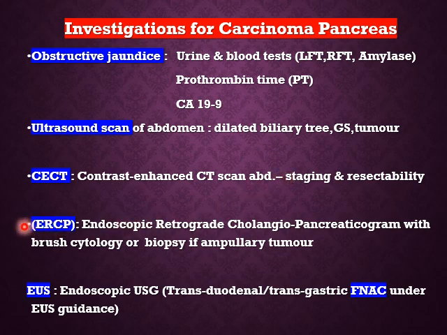Next, you have the ERCP, or the endoscopic retrograde cholangiopancreaticogram, which helps you determine the status of the biliary ducts, as well as use brush cytology or biopsy in cases of ampullary tumors. And lastly, you have the endoscopic ultrasound, which is transduodenal or transgastric ultrasound with FNAC. Under this ultrasound guidance, you have a closer look at the head of the pancreas, and biopsies can be taken through this method.